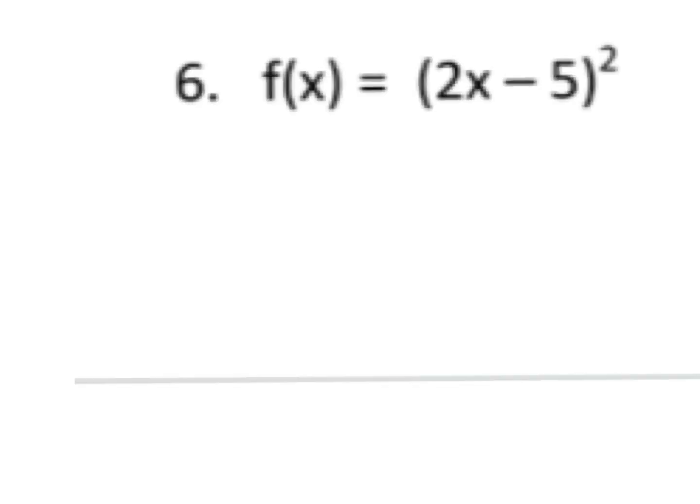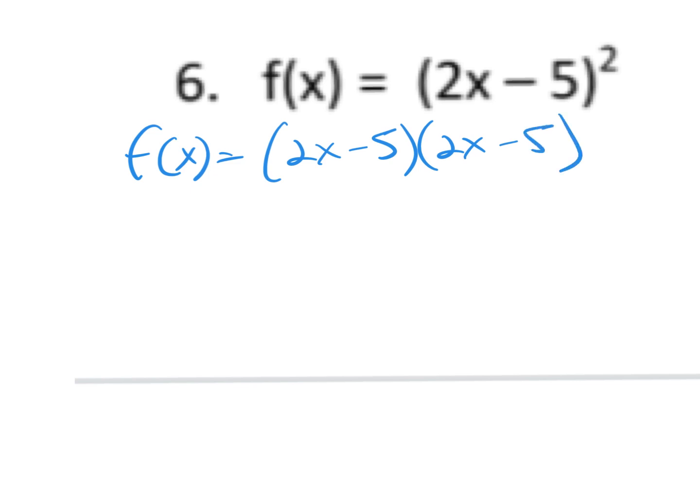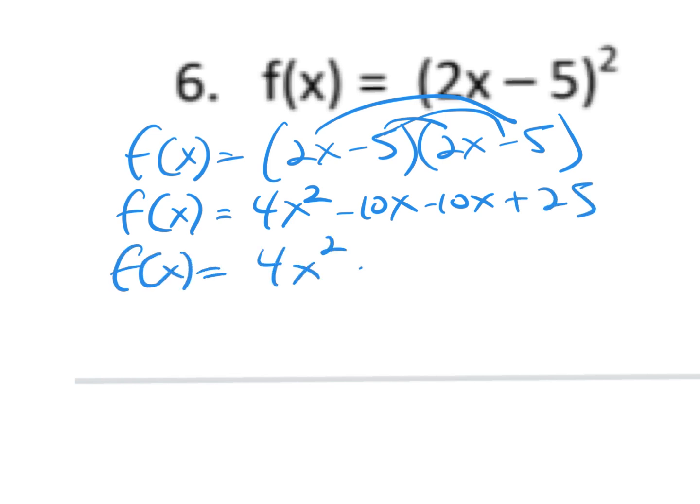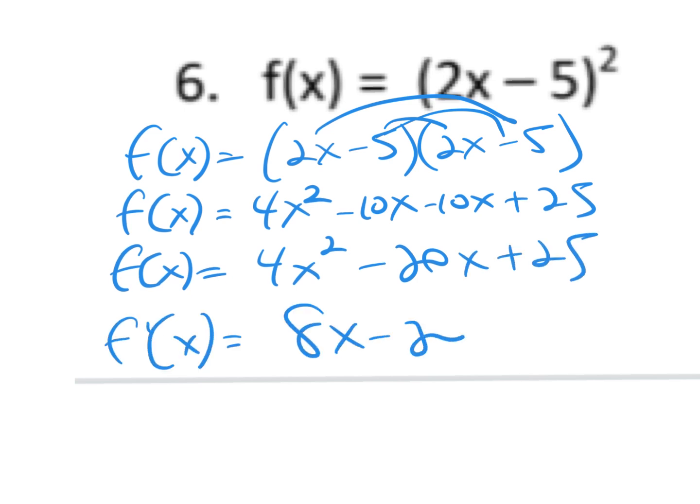And then finally in this video, when you see a question like this, remember this is going to be a FOIL situation first. So you're going to FOIL 2x minus 5 times 2x minus 5. You're going to get 4x squared, negative 10x, and then plus 25. So f of x is equal to 4x squared minus 20x plus 25. Then when you find the derivative, that's going to be 8x minus 20.